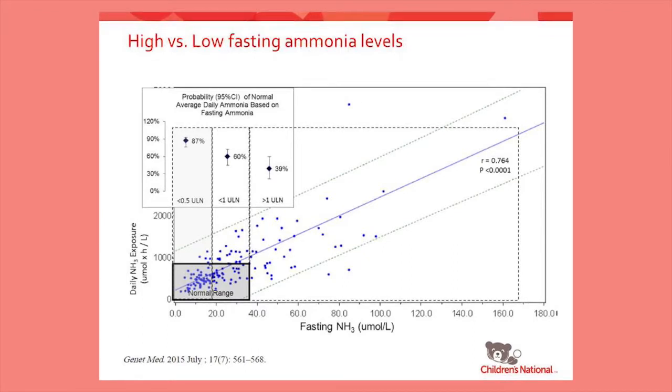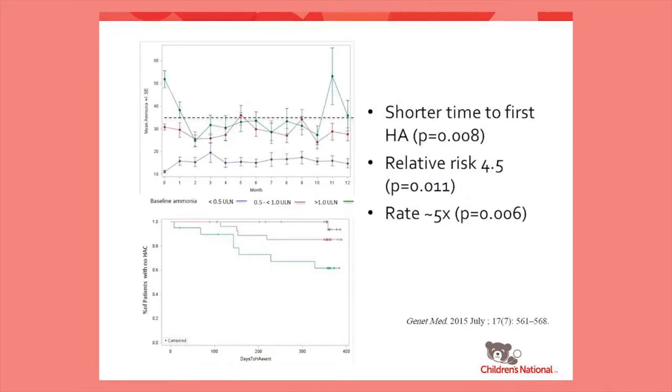So they divided these groups in terms of what their baseline fasting ammonia was. And then they compared, I apologize, again, not very legible, but this is the mean ammonia level on this side. The blue is the lowest group, the less than 0.5. The red is between 0.5 and 1, and then this green here is obviously above 1. Okay, the average is above 1.